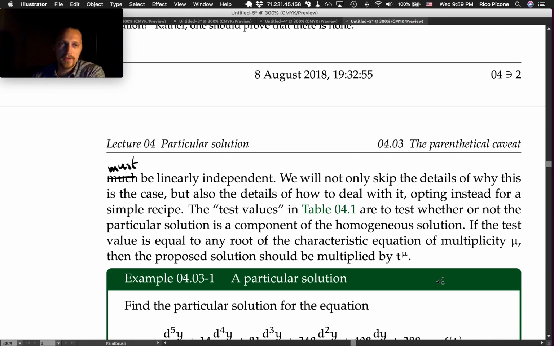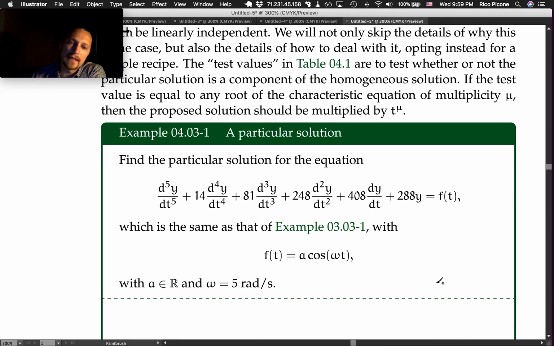Great. So that's the whole method, the method of undetermined coefficients, to find the particular solution. So let's do an example. Find the particular solution for the equation. We're going to use the same equation we used before, but we're going to actually specify a non-zero forcing function, f, with f of t equals a cosine omega t, where a is some real number and omega is 5 radians per second.